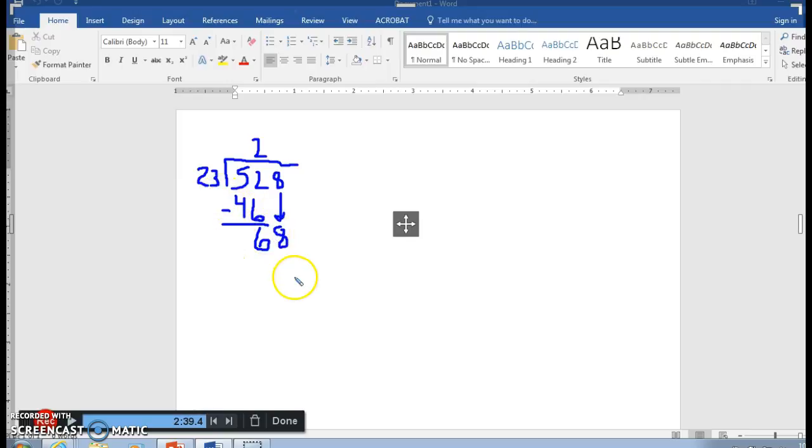So we'll say 23 goes in 68. How many times? Well, if we do times 2 is 46. If we go times 3, it's 69. That's going to be too big. So we're going to put another 2 up here. And 2 times 23 is 46. And we subtract, and we're going to get 22.